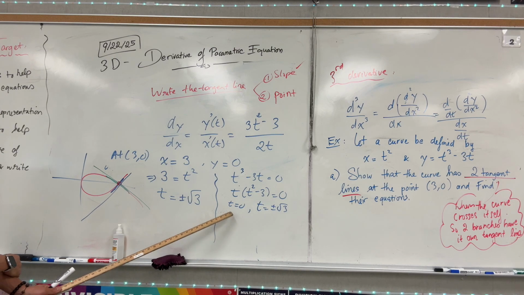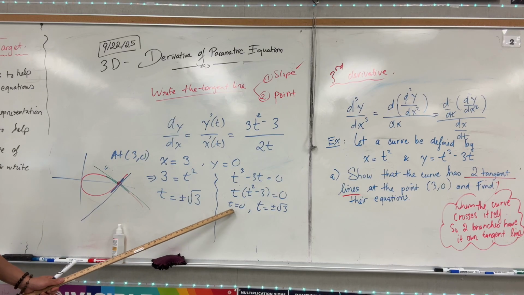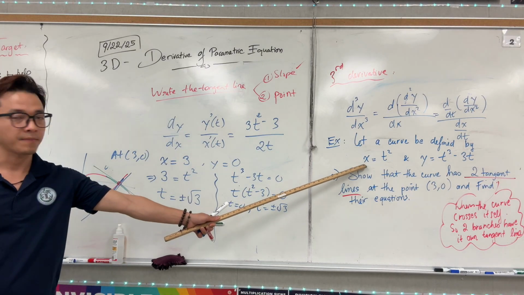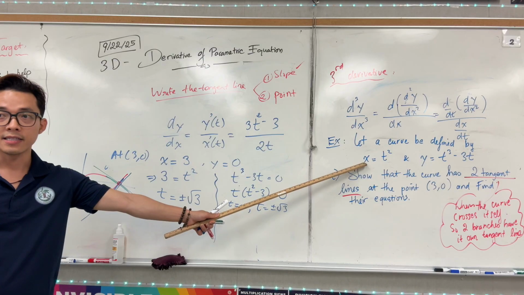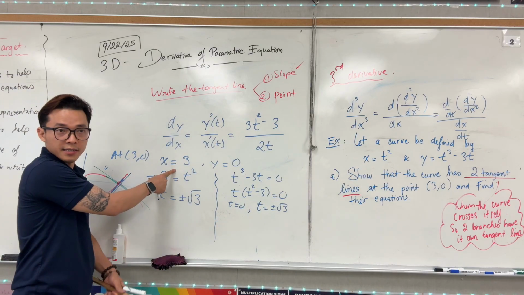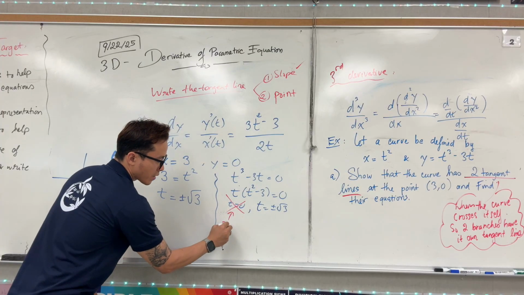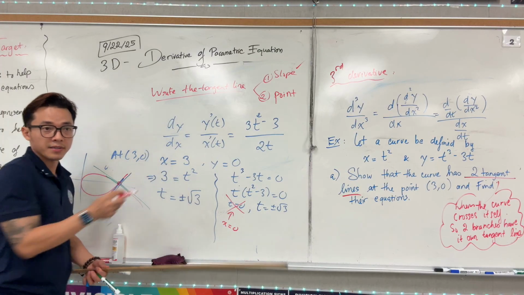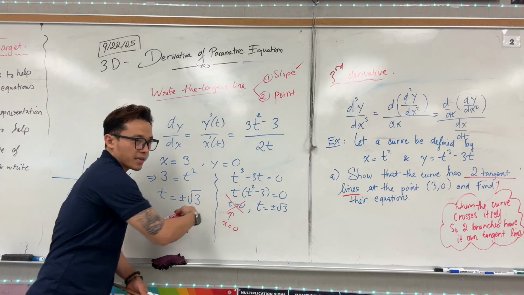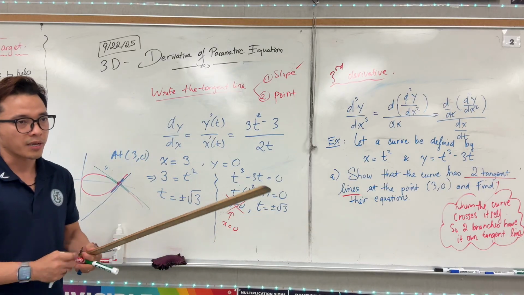But when you solve this, what happened to the t equal to 0? When you plug in t equal to 0, what is the x then? x is 0. It's not 3. So you don't take this value, because this one means x equal to 0, which is not the one we want. So actually they give you the same thing: square root of 3 and negative square root of 3.